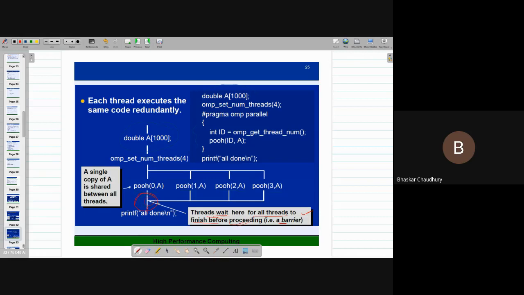Okay. Another important point: for this variable, you can see that nothing is mentioned, neither private nor shared. So this is a shared variable, because it is a global variable. A single copy of A is shared between all threads. All threads can access this variable because it is a global shared variable. Is this part clear to all of you? All of you got this, right? So this is a typical example of a shared variable. All threads can access this. You can see that all threads are accessing it here. Okay.